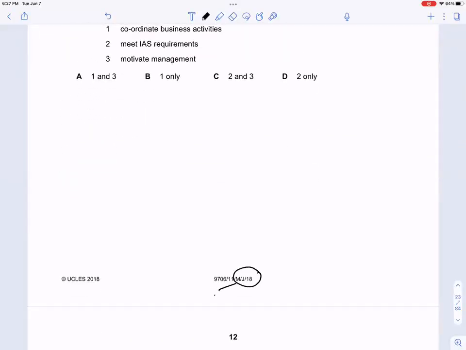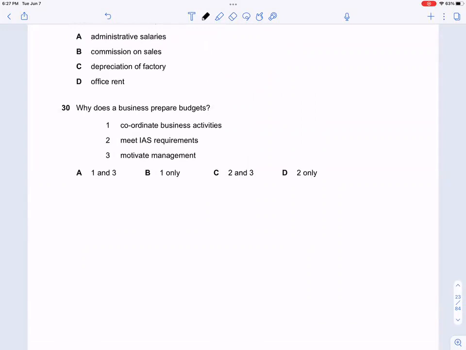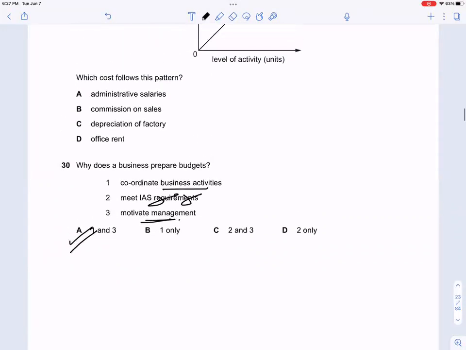May-June 2018, paper number 11. We are doing it in reverse order. Why does a business prepare budget? We prepare budget so that we coordinate business activities. Making a budget is not necessary as per any IAS. We prepare budget to motivate the management. So the answer is A, 1 and 3.